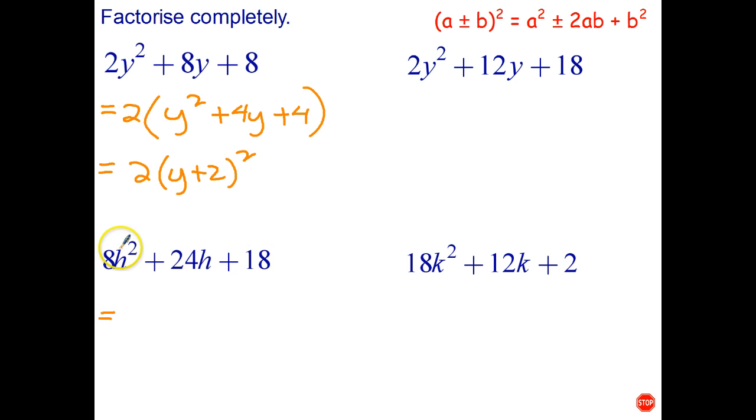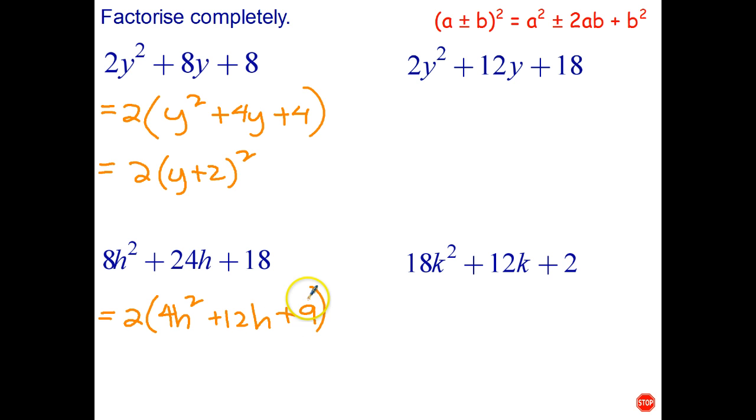Well, step 1, look for a common factor. Well, the common factor is 2. 2 is a factor of 8, 24, and 18. What's left behind in the brackets is 4h squared plus 12h plus 9.